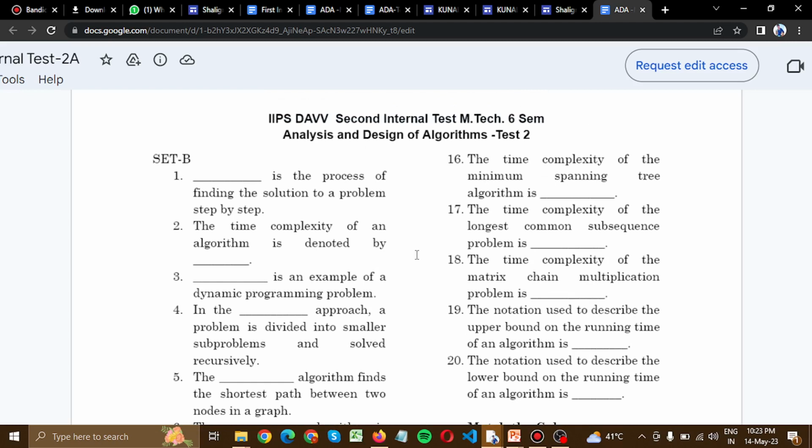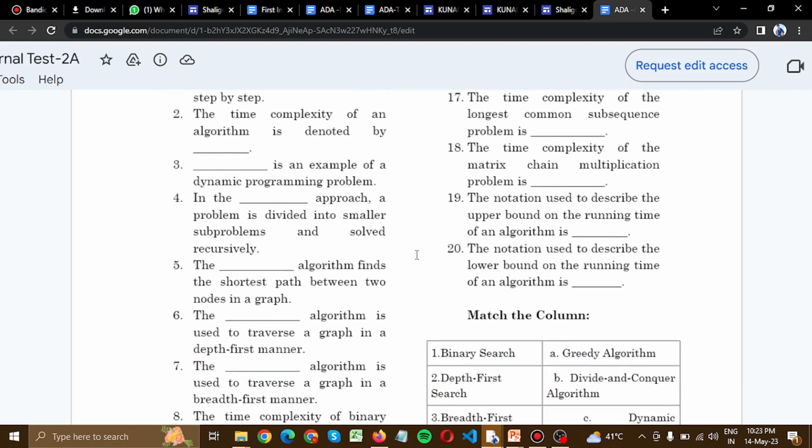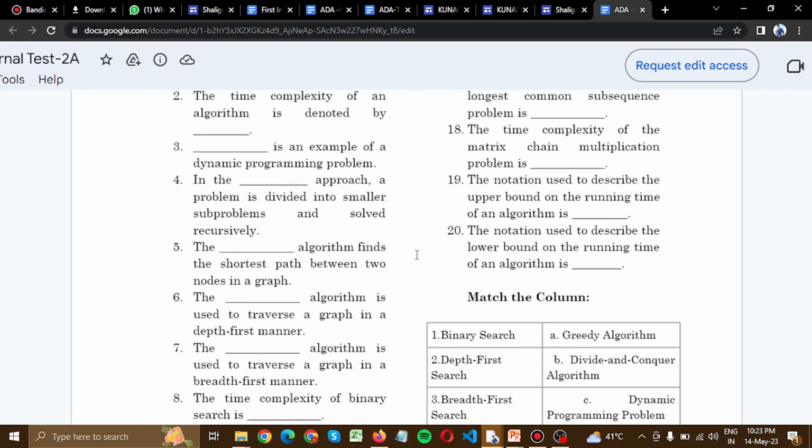Now 17th. The time complexity of the longest common subsequence problem is, so the answer is O(m times n). Now next, the time complexity of the matrix chain multiplication problem is, so the answer is O(n to the power n). Now next question, the notation used to describe the upper bound on the running time of an algorithm is, so the answer is big O notation. Now next, the notation used to describe the lower bound on the running time of an algorithm is, so the answer is omega notation.